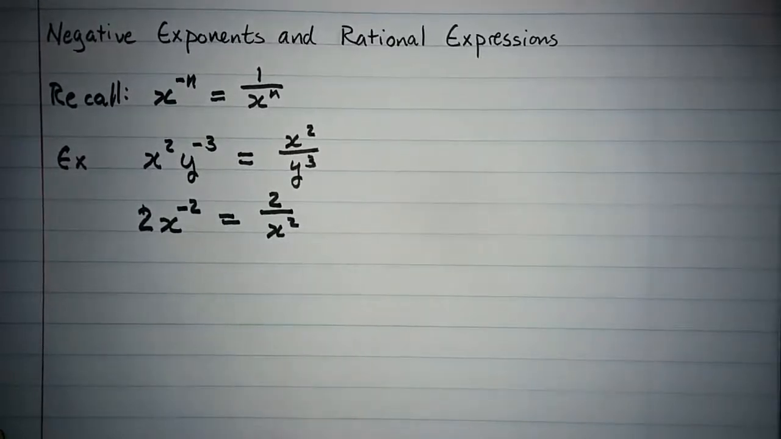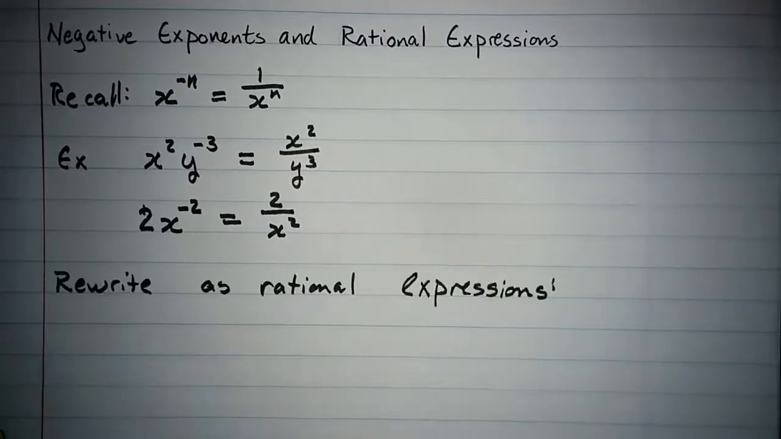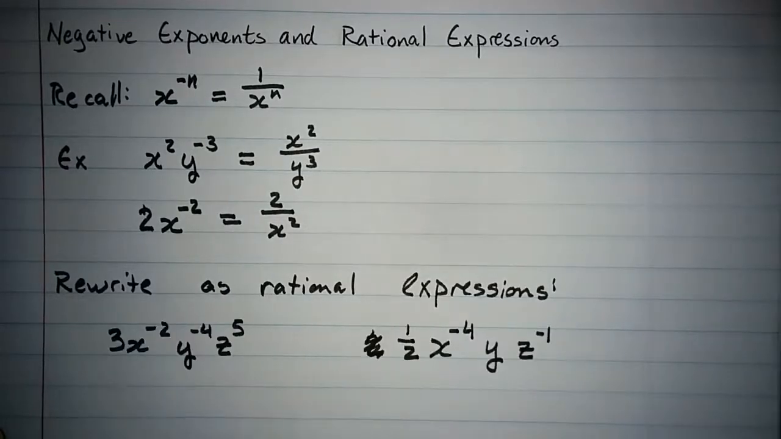I'm going to have you try a couple of these. Rewrite the following expressions involving negative exponents as rational expressions. Rewrite these two expressions involving negative exponents as rational expressions involving only positive exponents. Pause the video and try this now.